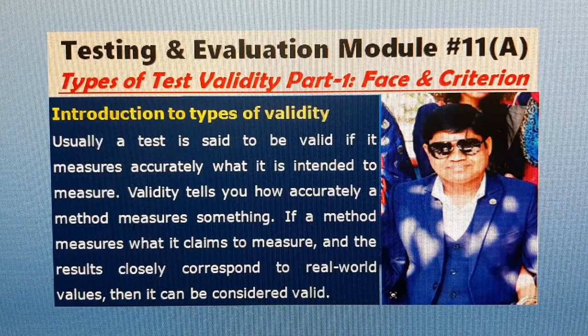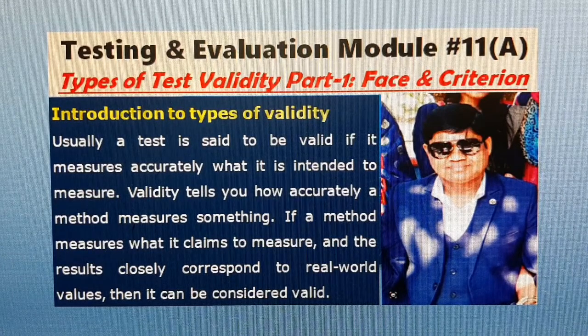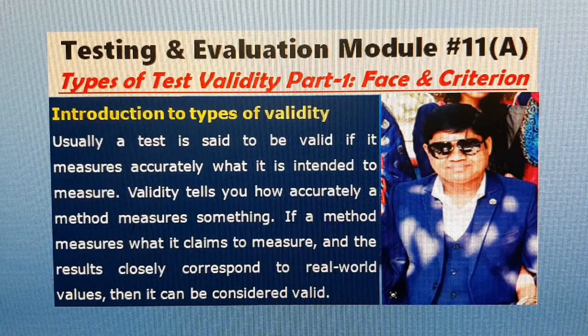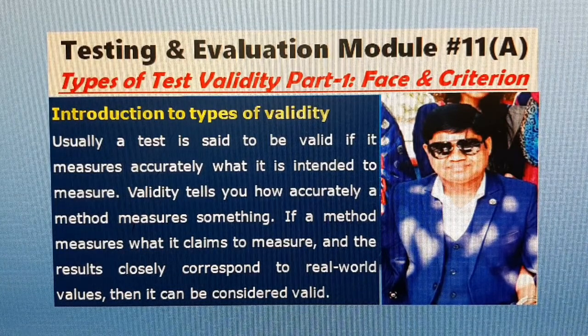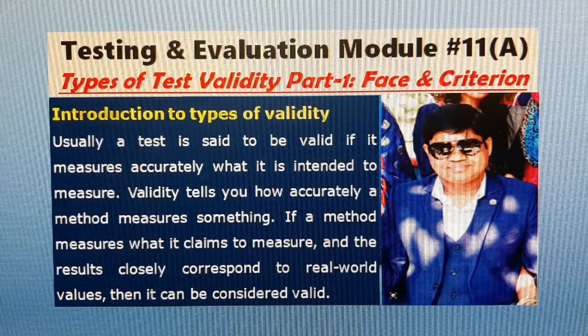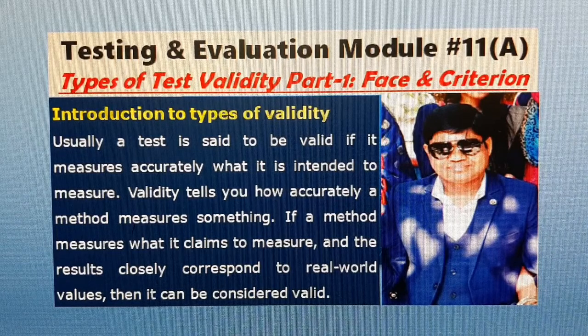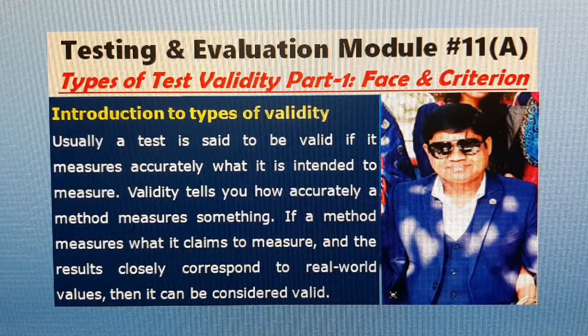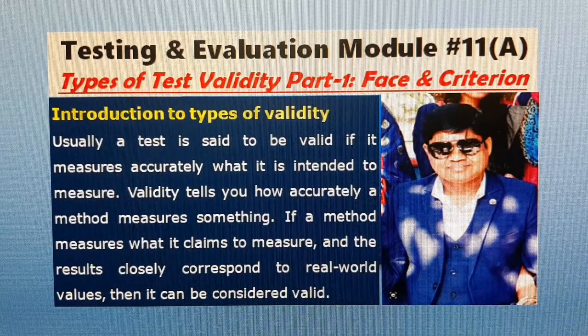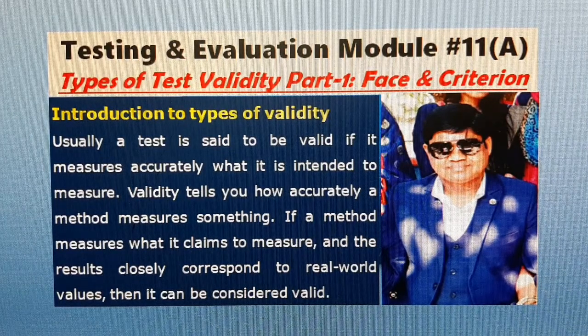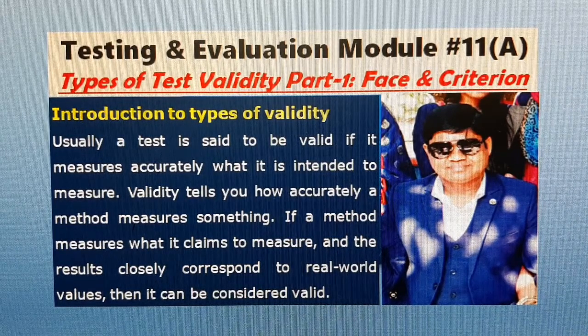Introduction. Usually, a test is said to be valid if it measures accurately and successfully what it is intended or supposed to measure. Validity tells you how accurately a method or process measures something. If a method or process measures what it claims to measure and the results closely correspond to real-world values, then it can be considered valid.